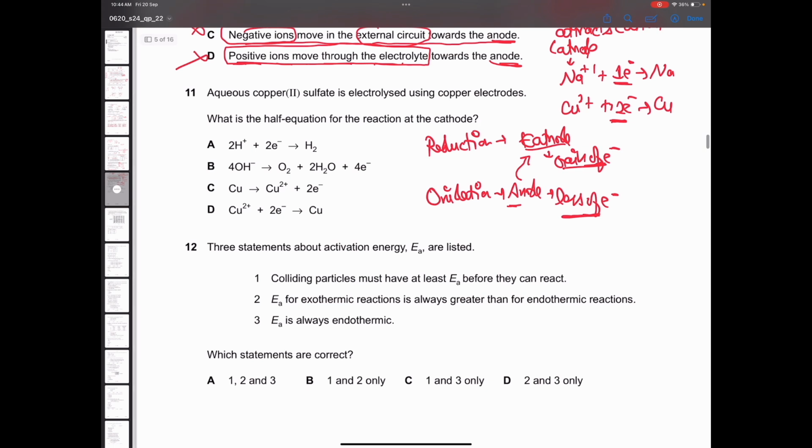Next question. Aqueous copper sulfate is electrolyzed using copper electrodes. Now, you're using reactive electrodes here. So for this, reduction takes place at the cathode. Just give me 1 minute, I'll erase this.